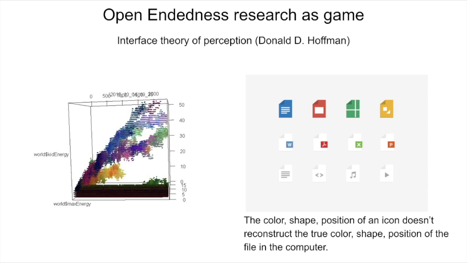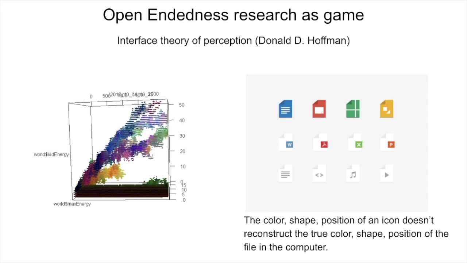I came across this paper called The Interface Theory of Perception by Donald Hoffman, who says that in nature, having perfectly accurate perception is not actually always a good thing because it's costly in terms of brain power. You have to process all this information and probably integrate it with other information and then make a decision. So instead of this perfect perception, what you really need is just a quick way to make a decision.